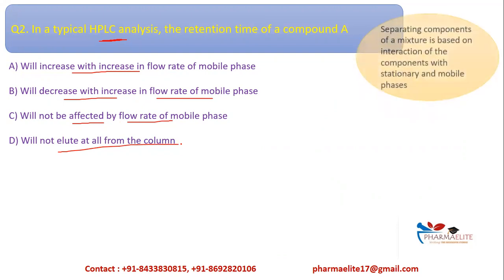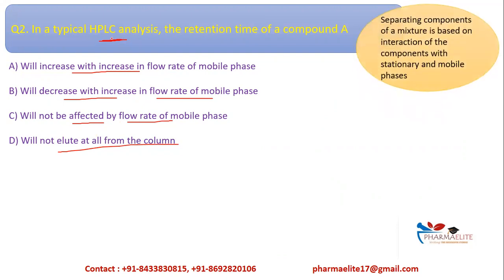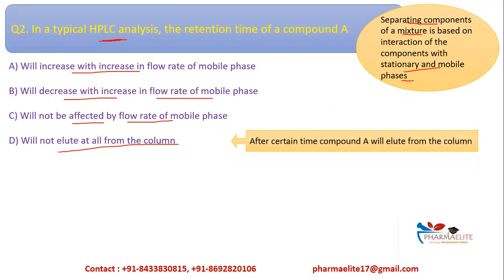Now remember, HPLC is a type of liquid chromatographic technique. The separation of components from the mixture is based upon the interaction between the stationary phase and mobile phase. And since chromatography is a separating technique, the component will elute. So option D, that is will not elute at all, is wrong. It will not happen like that. Maybe it will take time, but definitely the component is going to elute.